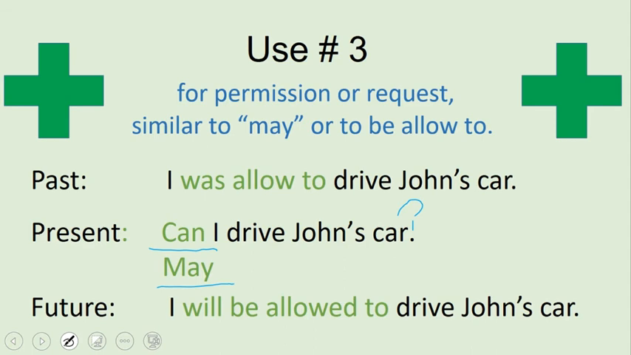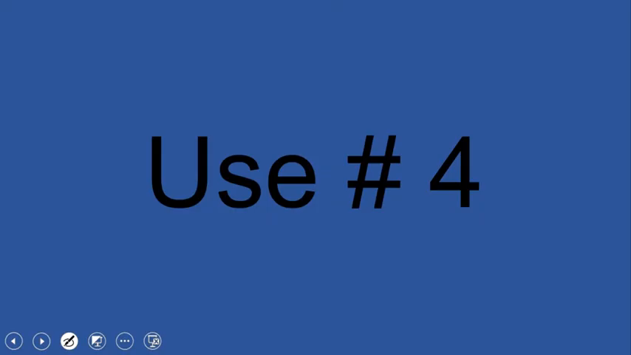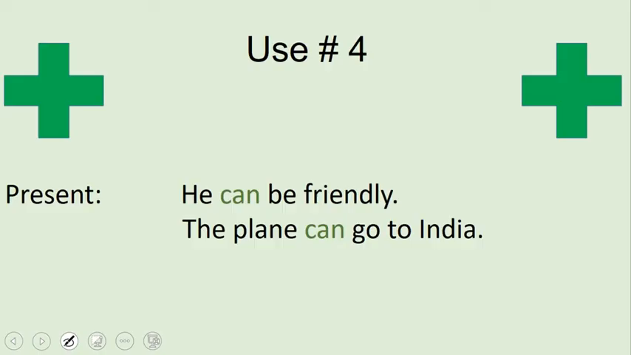And lastly, future, I will be allowed to drive John's car. And the negative, I wasn't allowed to go. Present tense, I can't go. And future, I will not be allowed to go. And lastly, the fourth use of can and can't. Present, which is really the only use that I could think of for this word.